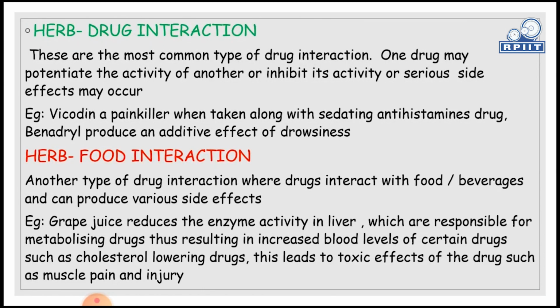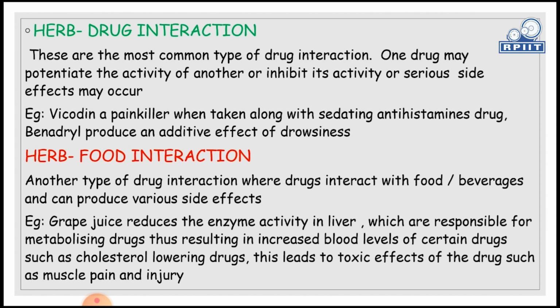Let's move on to herbal drug interaction. Herbal drug interaction is a very common type of drug interaction in which the herb interacts with the drug and causes ill effects on the body. For example, Vicodin is a painkiller, which when taken with antihistamine drugs that cause sedation, like Benadryl, produces drowsiness. The drowsiness produced by the drugs is an additive effect. So, the painkiller Vicodin must be avoided with antihistamine drugs.